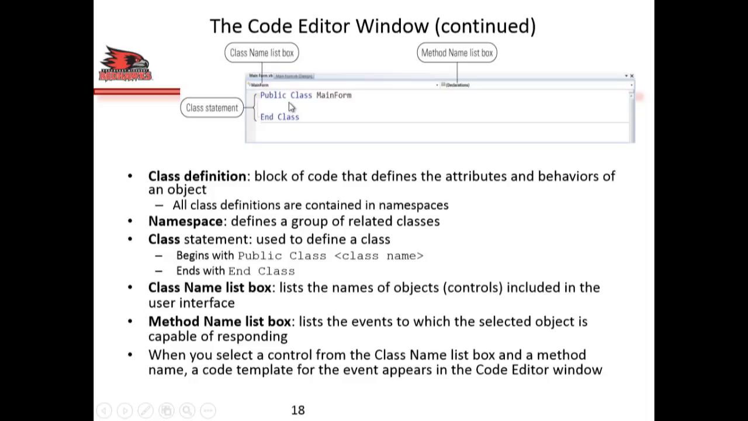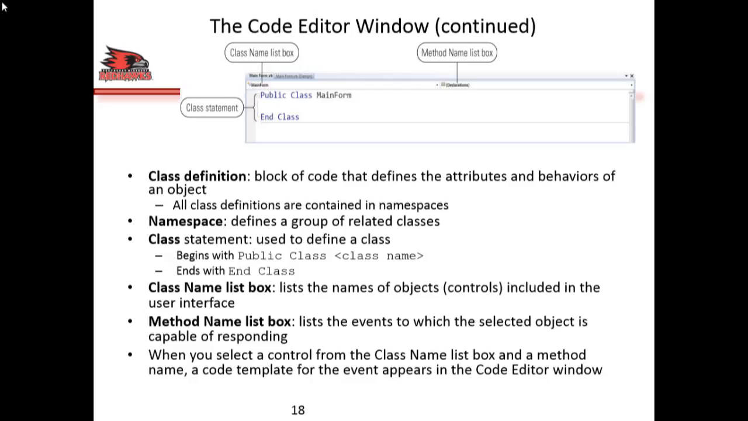Some of the coding Visual Basic will do by itself, and the rest, the more advanced ones, you have to enter the coding in these spaces. The class name listbox has a drop down arrow here which will have the codes for every type of object within the form. So you can go to whichever object you want and then change the code there. And this method name list box is basically the methods or events associated with the object you're currently looking at.